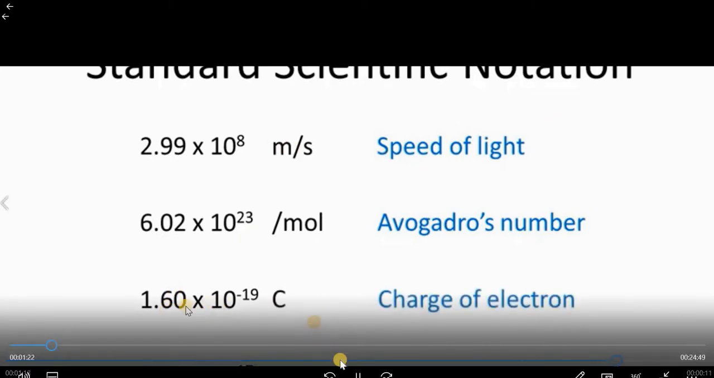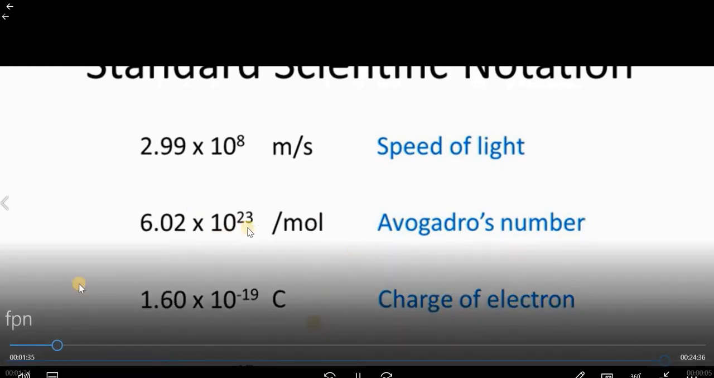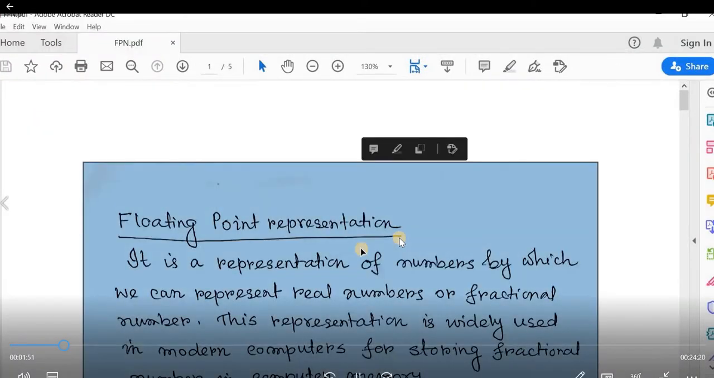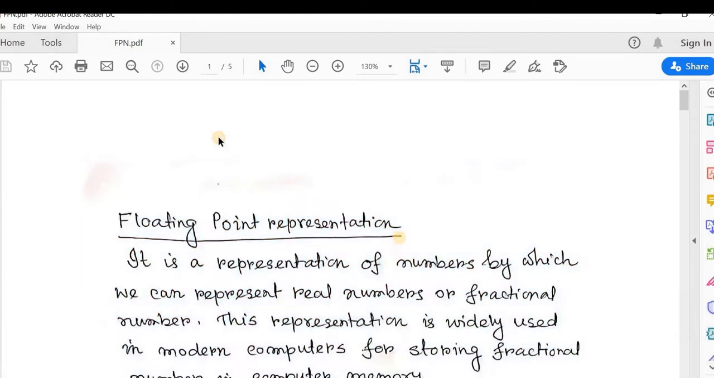This is the speed of light, 2.99 into 10 to the power 8. This is Avogadro's number, and this is the charge of an electron. So you can see this is an extremely large number, and this is a very small number. So how can we represent this type of number? If we need to represent this kind of numbers in a computer, we will require a large amount of space.